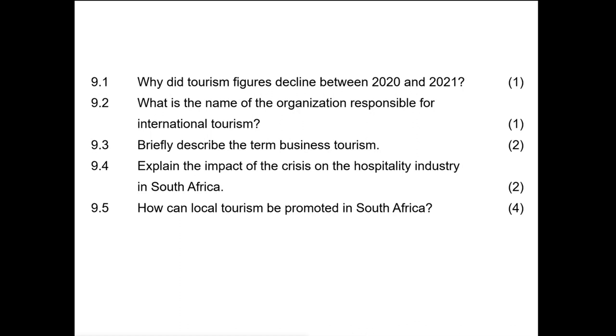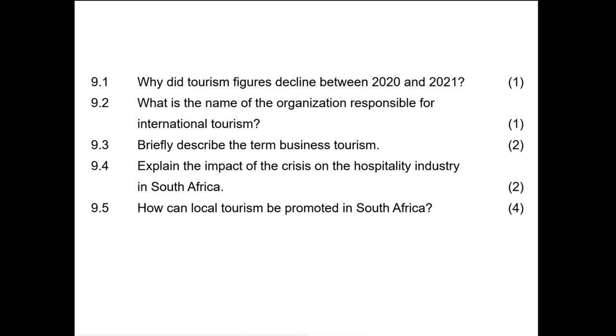Manzum Tombi, you've responded. Question 9.2, the organization responsible for international tourism is the World Travel Tourism Council, WTTC in short. That's correct. Roosendaal High as well, World Travel and Tourism Council. Thank you so much. Okay, then we move along to question 9.3.